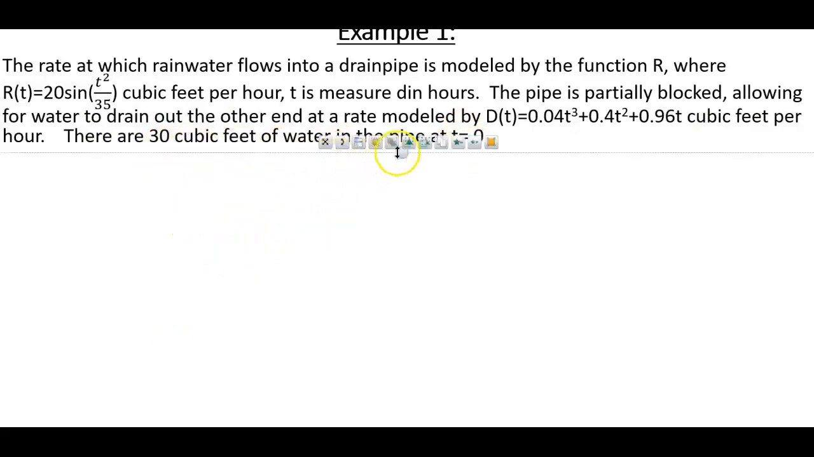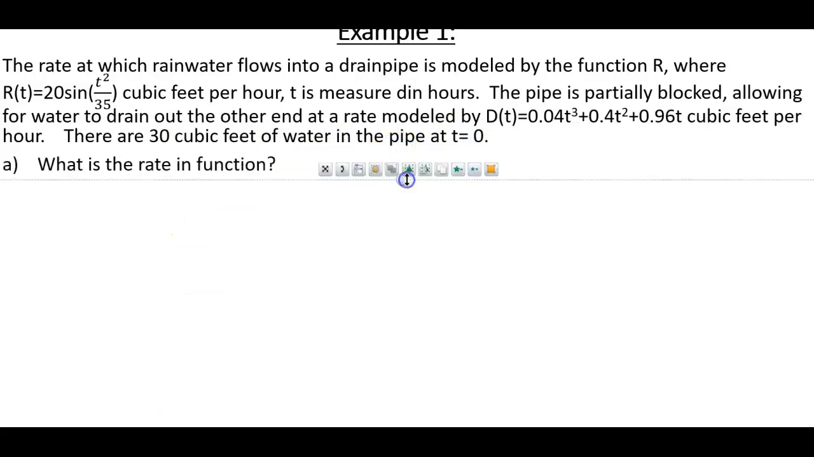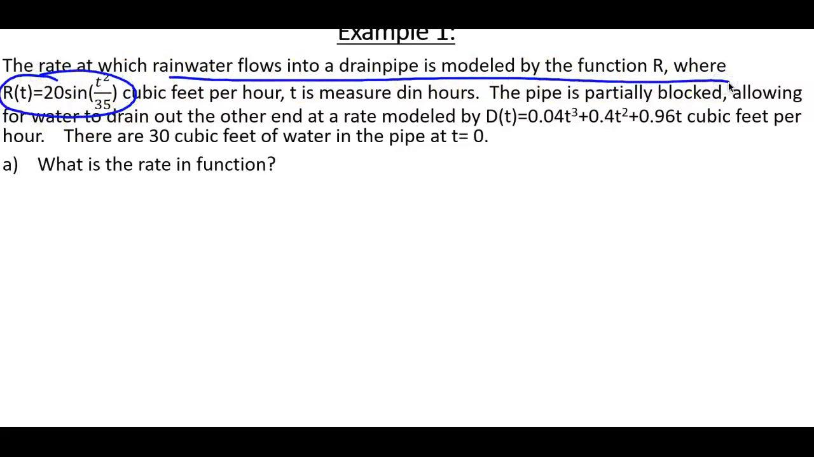Our first question is to identify the rate in function. We have two functions up there. One of them is a rate in and one of them is a rate out. Which one is the rate in? Hopefully you could tell it's this one, because that tells us that rainwater is flowing into the pipe at that rate. This is how quickly the water is going into the pipe.